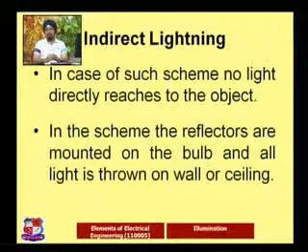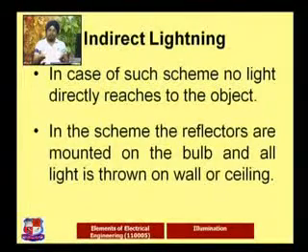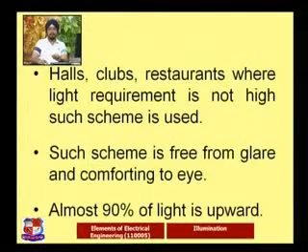In this scheme, the reflectors are mounted on the bulb and all the light is thrown onto the wall or ceiling. So all the light goes upward, and only a very small amount, just enough for us to see, comes to the downward side. We might find this in some clubs, restaurants, cinema halls, or other halls where the lighting is dull, suiting the atmosphere. Those are examples suited to the indirect lighting scheme.